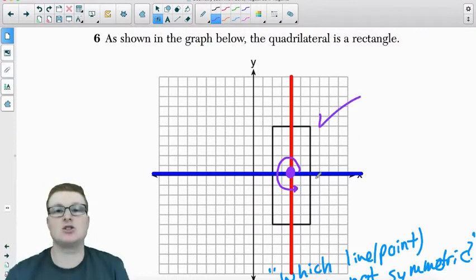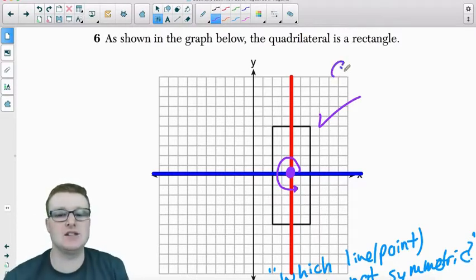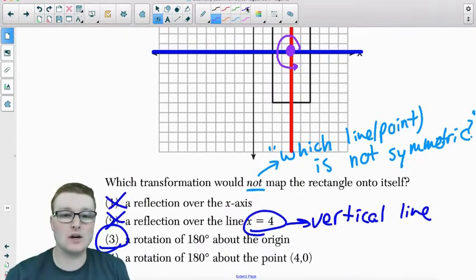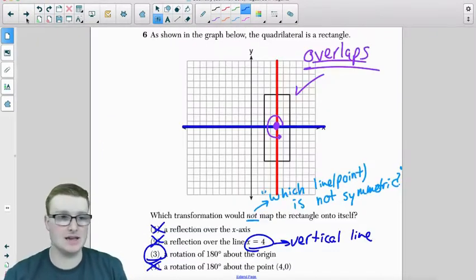It is symmetric. The figure does not move. Technically, it does move, but it overlaps itself. That's the key there. It overlaps itself from the beginning. So that's why choice 4 is incorrect. Choice 3 is the correct answer in this case.